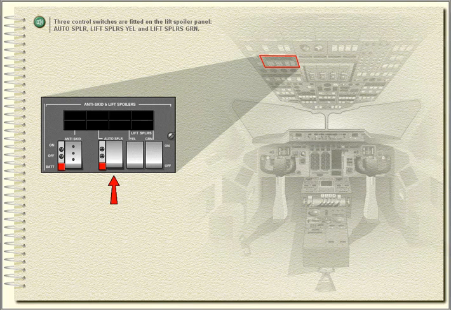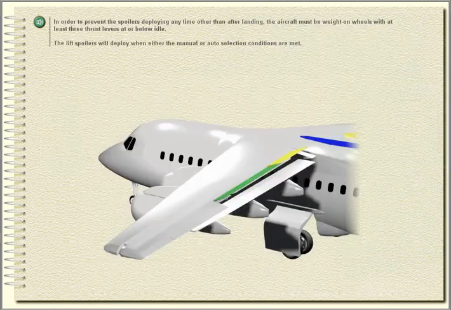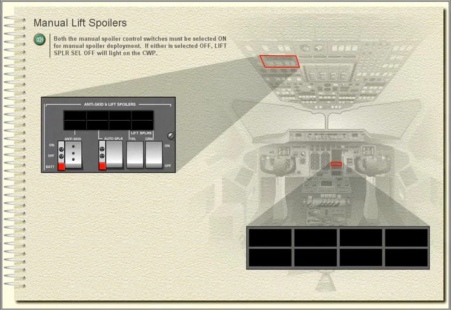3 control switches are fitted on the lift spoiler panel: auto spoiler, lift spoilers yellow, and lift spoilers green. In order to prevent the spoilers deploying any time other than after landing, the aircraft must be weight on wheels with at least 3 thrust levers at or below idle. The lift spoilers will deploy when either the manual or auto selection conditions are met.